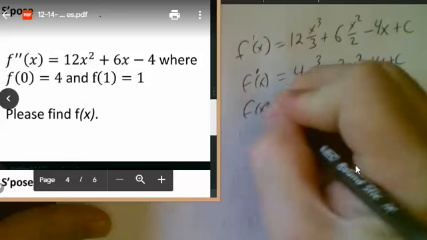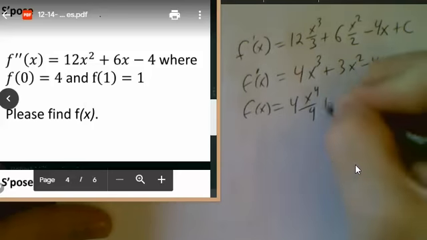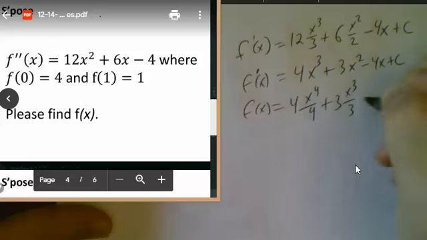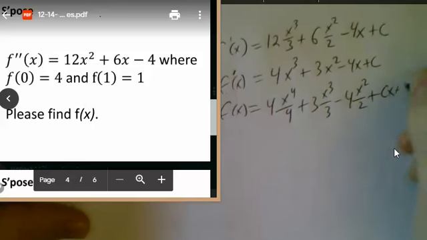So f of x, if I follow the same patterns, 4x to the 4th over 4 plus 3x to the 3rd over 3 minus 4x to the 2nd over 2 plus, again, just like the antiderivative of 4 was 4x, the antiderivative of c is cx. But now what? We still need to add a constant, but I don't want to add c because I don't know that it's the same as the c from before. So what I usually do is I just add d.